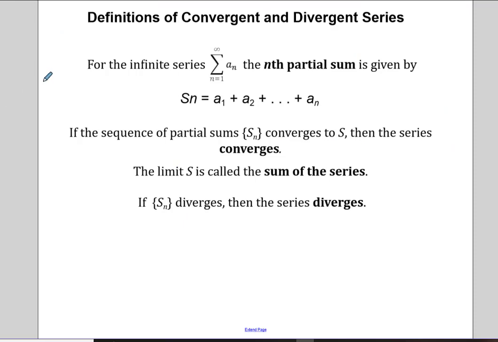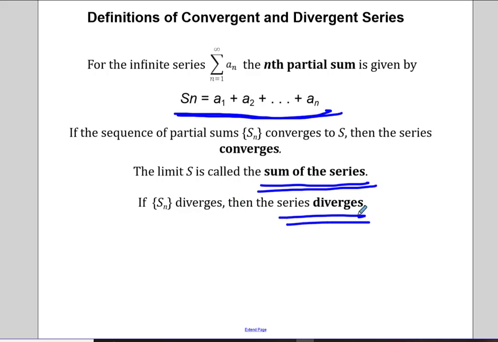Here are the definitions of convergent and divergent series. For an infinite series, the nth partial sum is given by this expression. So we know that we're going to add that up, that series. If the sequence of partial sums converges to a number, then the series converges. The limit of the partial sum is called the sum of the series. If s sub n diverges, then the series will diverge as well.